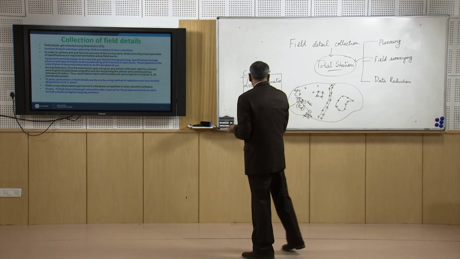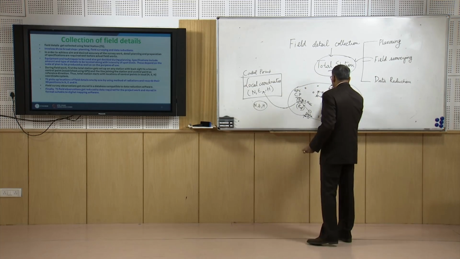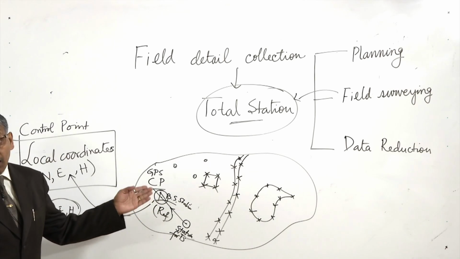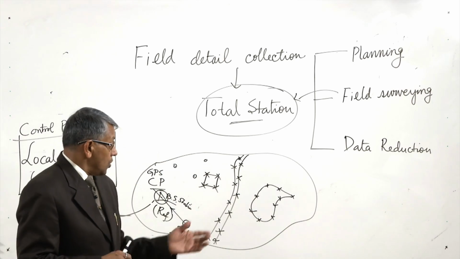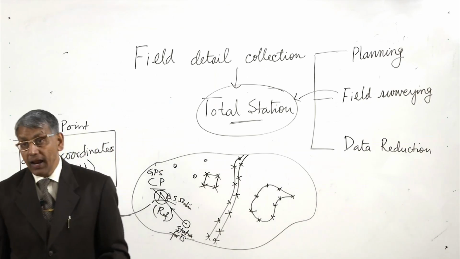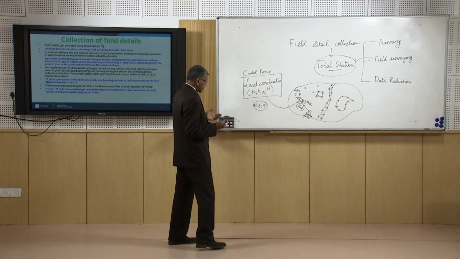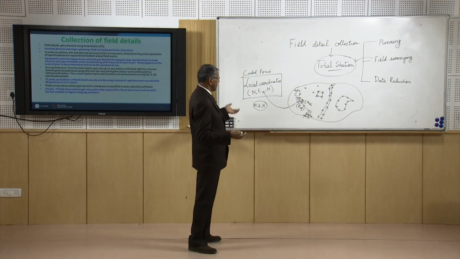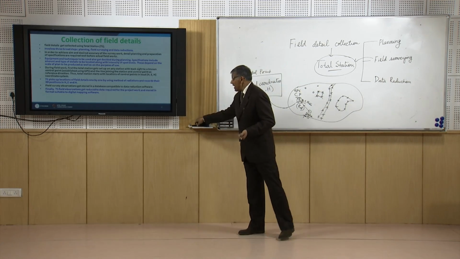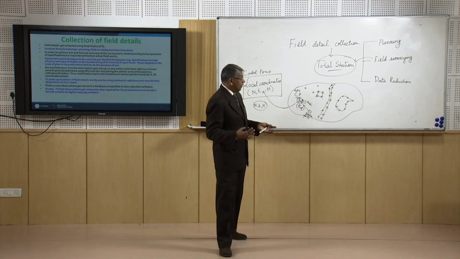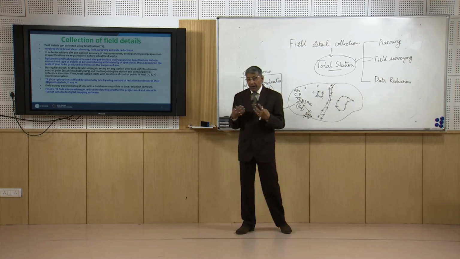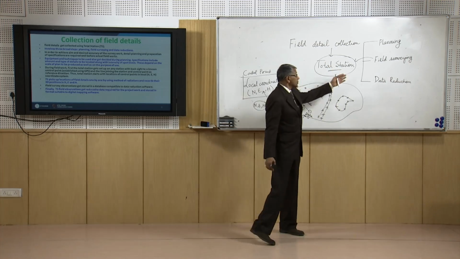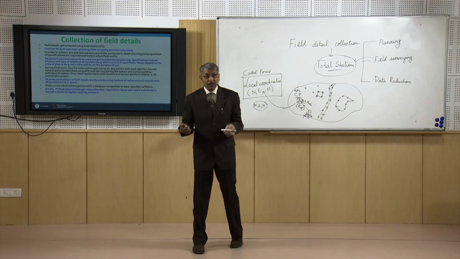So, in that way we can get the location of all salient points, all salient objects, and that will be stored in the memory of the total station, which can subsequently be downloaded and processed using mapping software to prepare the map of the area. So, this is the overview of detail surveying, all of which we will elaborately learn in our future classes.